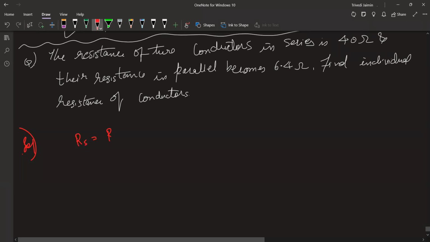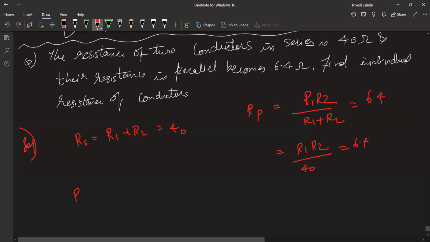RS equals R1 plus R2, which is equal to 40. RP equals R1 R2 by R1 plus R2, which is equal to 6.4. So R1 R2 by 40 equals 6.4. So R1 R2 equals 40 into 6.4, which will give you 256.